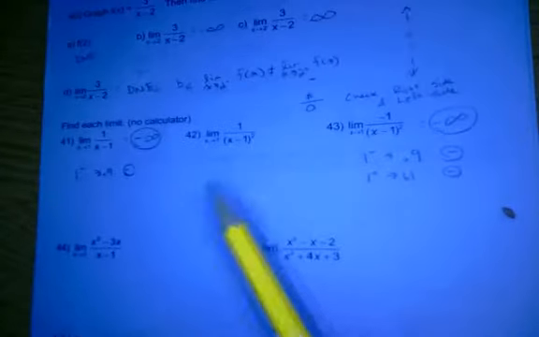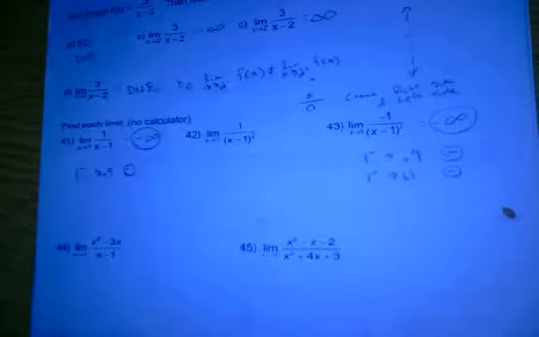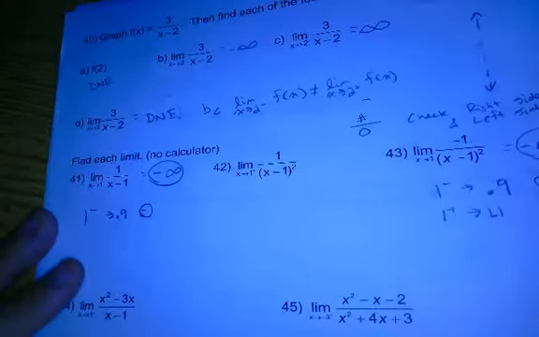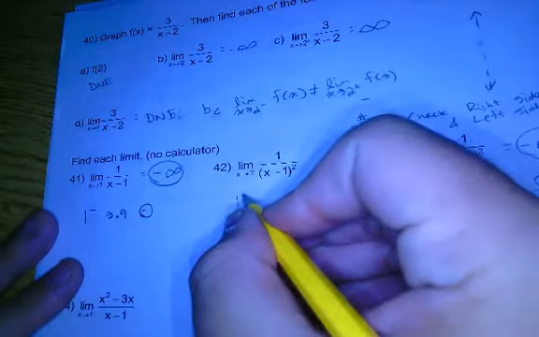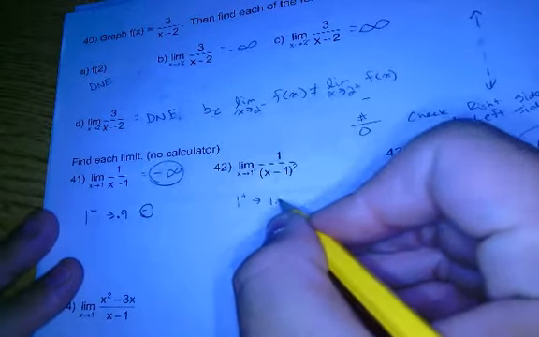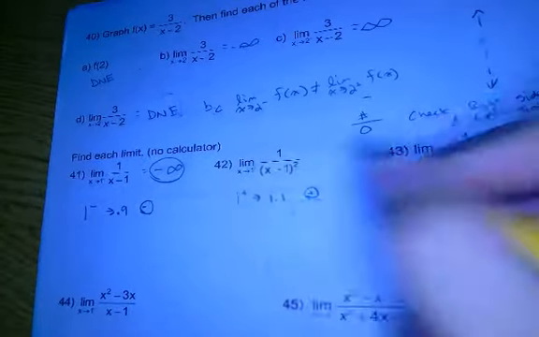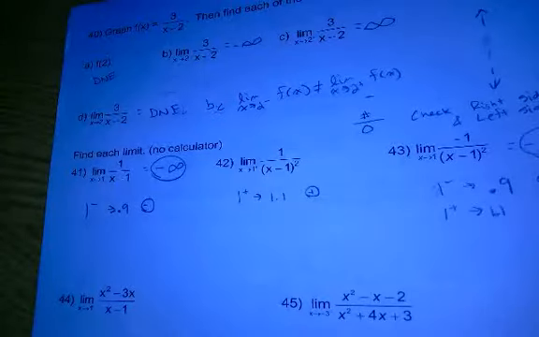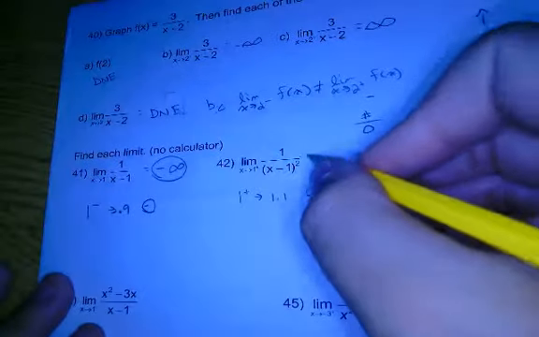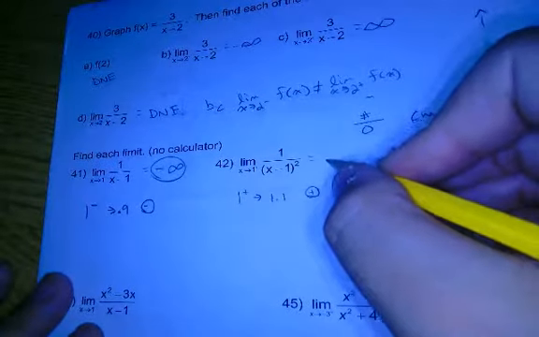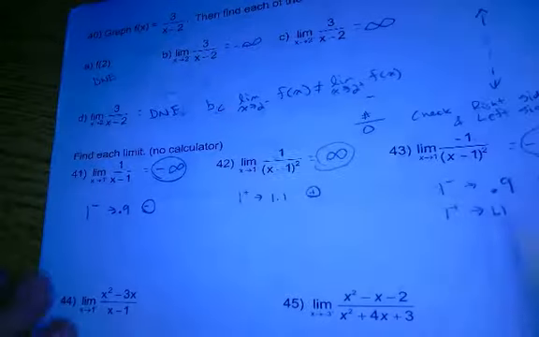42. Plugging in a 1, I'm going to get number over 0. This is 1 from the right. What's the number that's to the right of 1? Yeah, focus a little more. So let's plug in 1 to the right, which is 1.1, which is going to give me a positive value. I don't care what the exact number is, I just care that it's positive. So this answer is going to be positive infinity, or you can just write infinity.